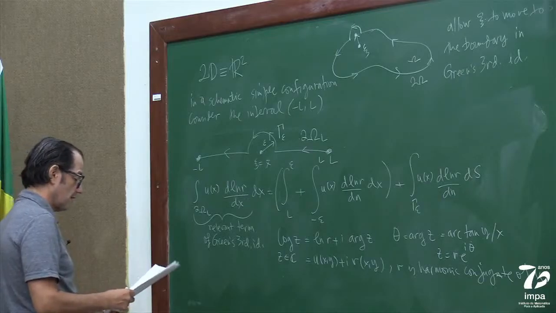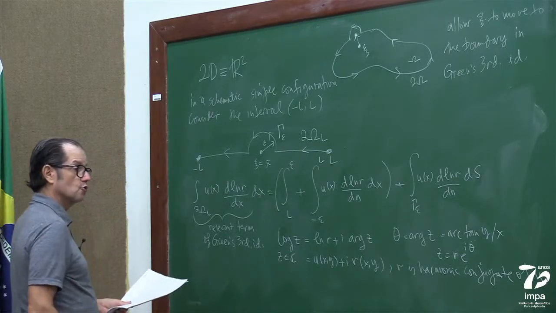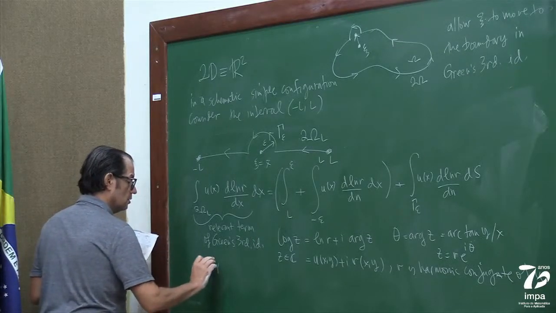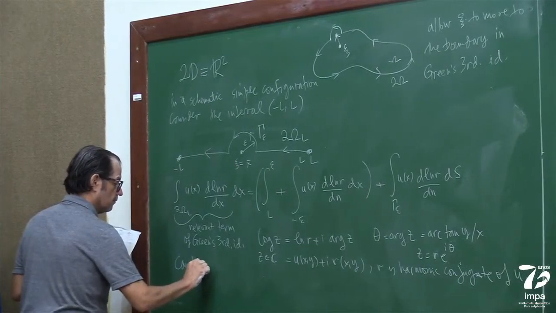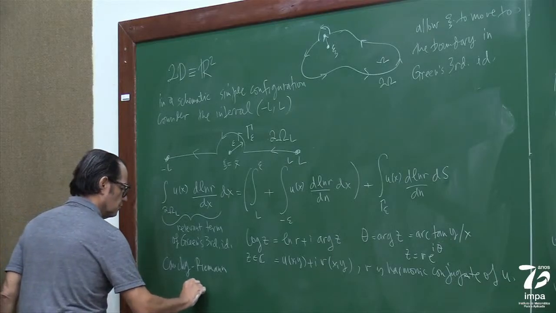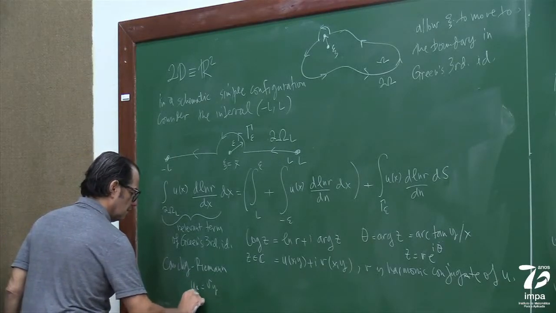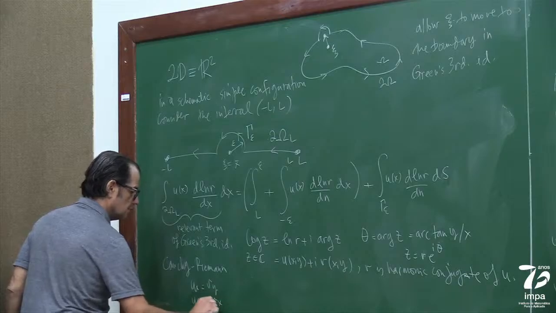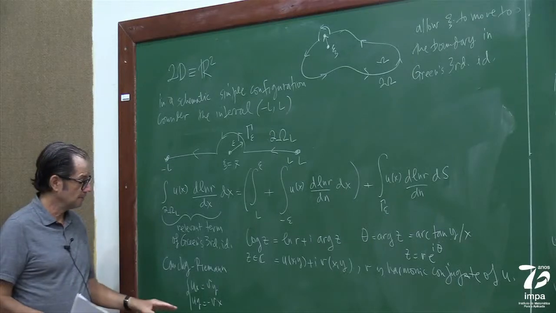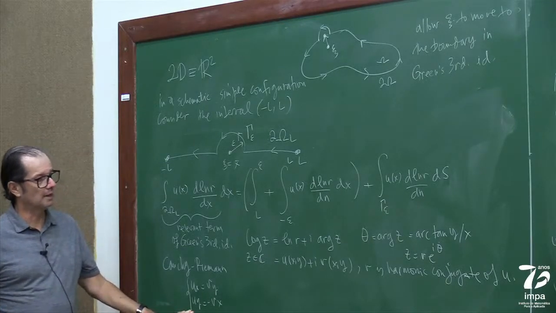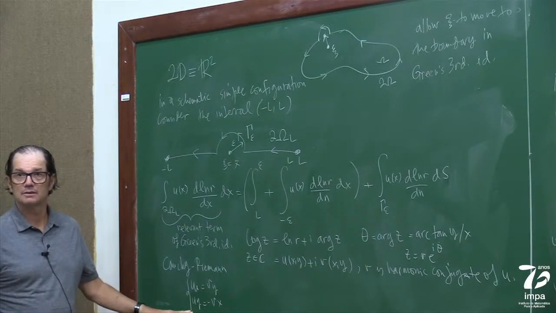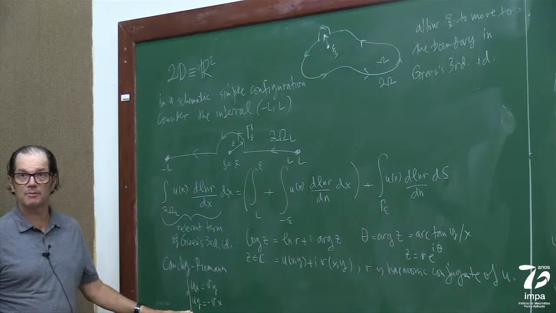And therefore, they satisfy Cauchy-Riemann. So therefore, we have Cauchy-Riemann, which is u_x equals v_y, and u_y equals minus v_x. Okay? And this comes out of the fact of the complex derivative. I hope you remember this from complex variables.